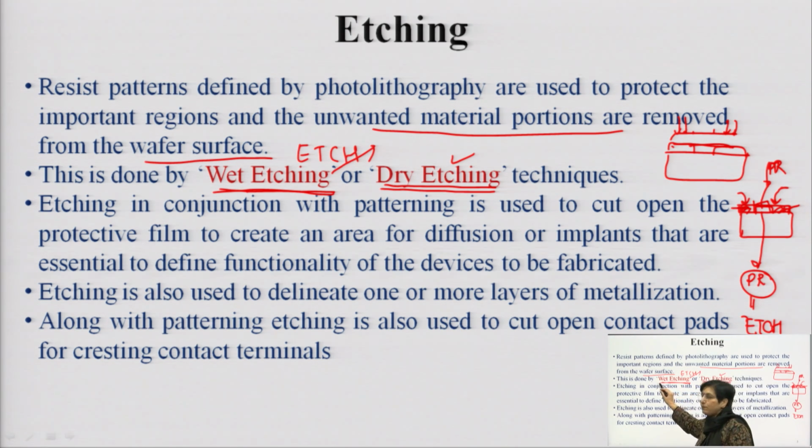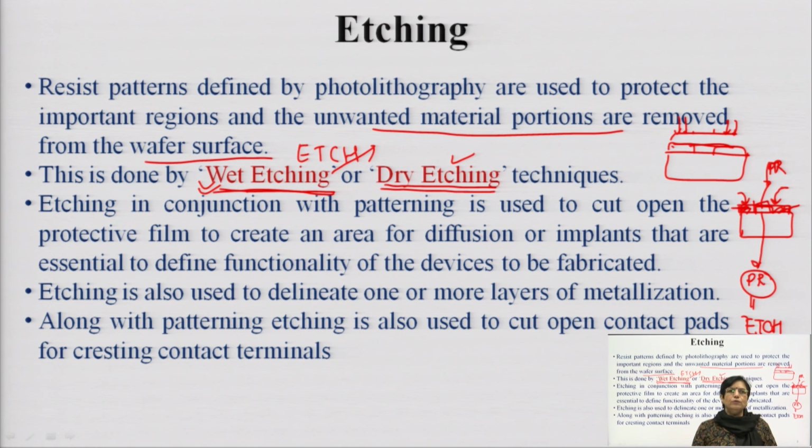So, first we are going to go ahead with wet etching. Etching, in conjunction with patterning, is used to cut open different openings through the protective films, for example for creating diffusion areas or ion implantation areas, which are essentially needed to define the functionality of the devices.